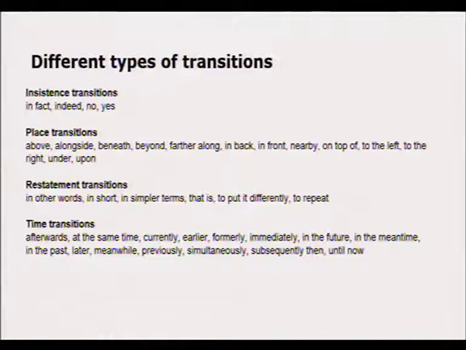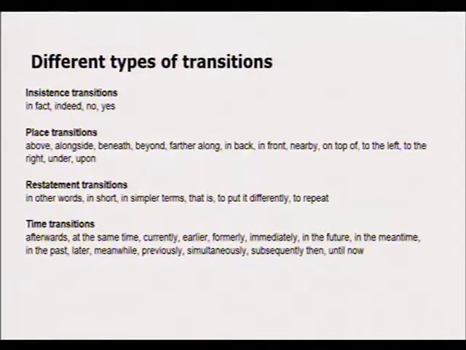Then there's still more. Insistence transitions: in fact, indeed, no, or yes. Usually those ones would be used with factual essay writing or factual paragraphs. Place transitions would tell you where it's been placed: above, alongside, beneath, beyond, farther along, in back, and then you can see the rest of it.